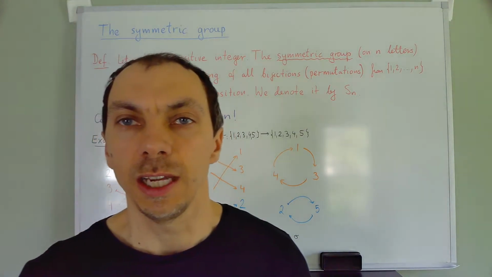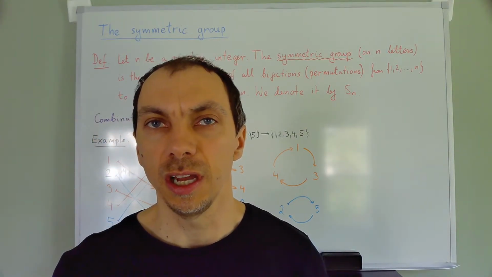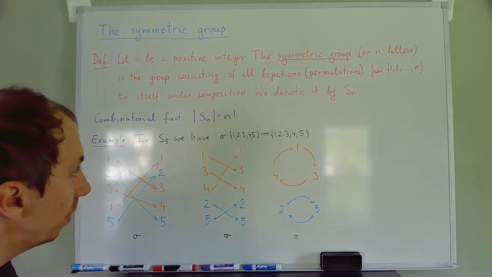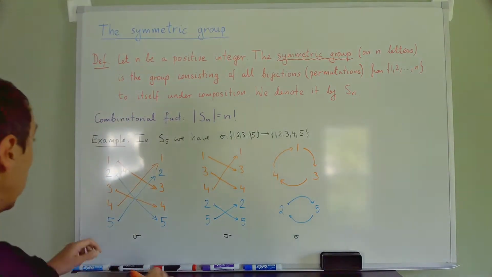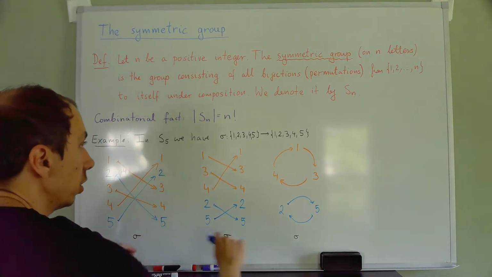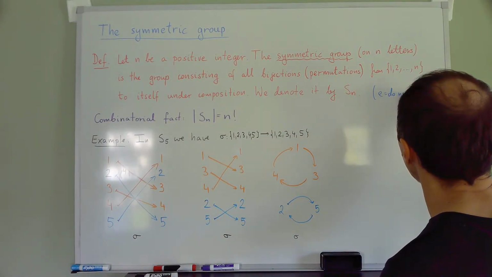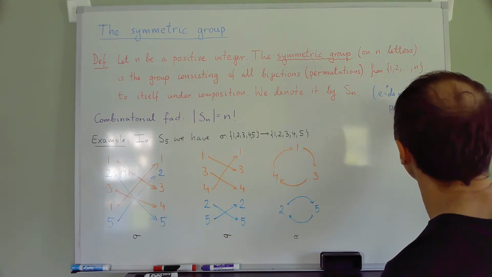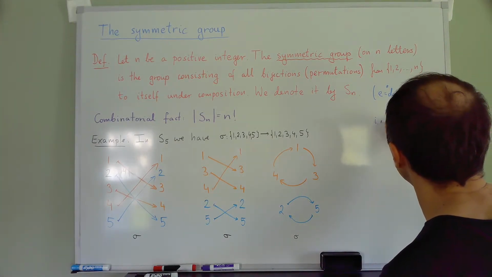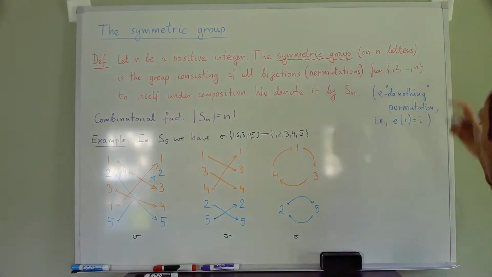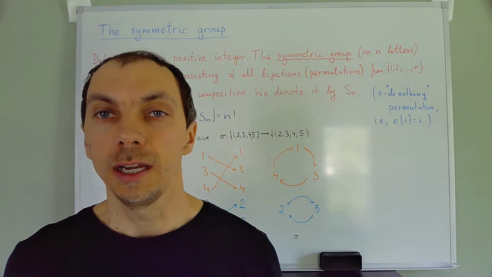Now clearly, the identity permutation will be the permutation that does nothing, so it doesn't permute anything. So I'll denote this by E. So here, E will be the do-nothing permutation, i.e., E sends any element, any integer I from 1 to n, back to itself.